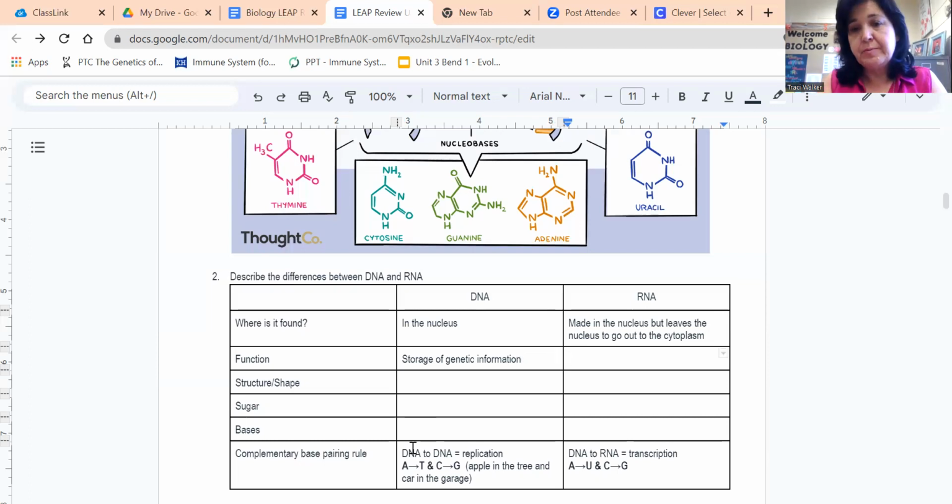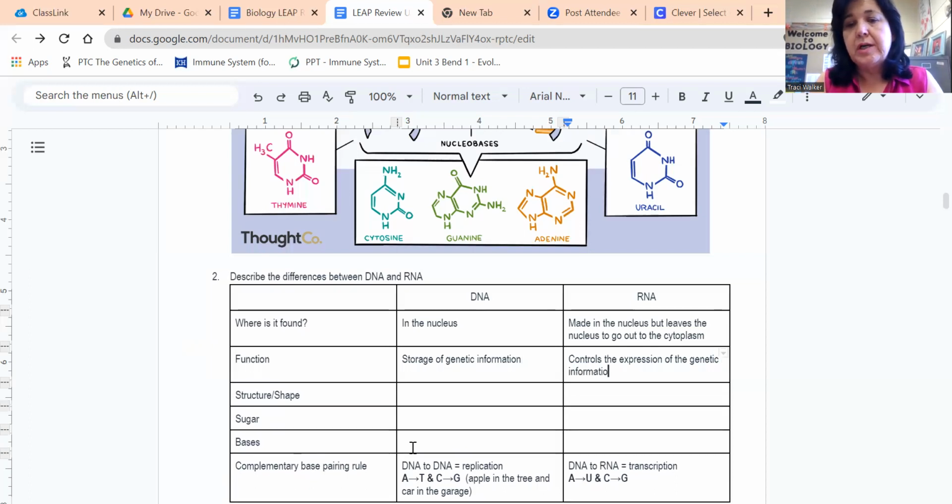RNA controls the expression of the genetic information. So the DNA stores the information, but in order for that genetic information to get out of the nucleus and go into the cell and tell the cell what to do according to those instructions, that's where RNA comes in. And so DNA has the information, it stores it, keeps it safe, and then RNA takes it out of the nucleus to where it can do what it's supposed to do.